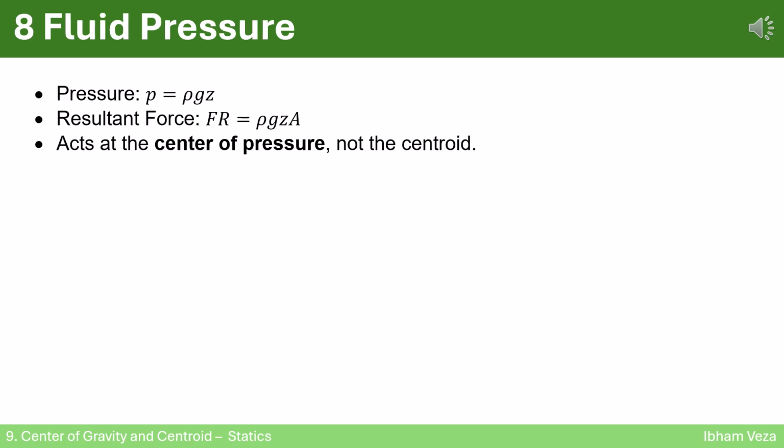Fluid pressure. Fluid pressure increases with depth, causing a non-uniform pressure distribution on submerged surfaces. The resultant fluid force can be calculated from the pressure distribution and the surface area. An important concept here is the center of pressure, which is the point where the resultant force acts. Unlike the centroid, the center of pressure depends on the pressure distribution and is generally located deeper than the centroid.